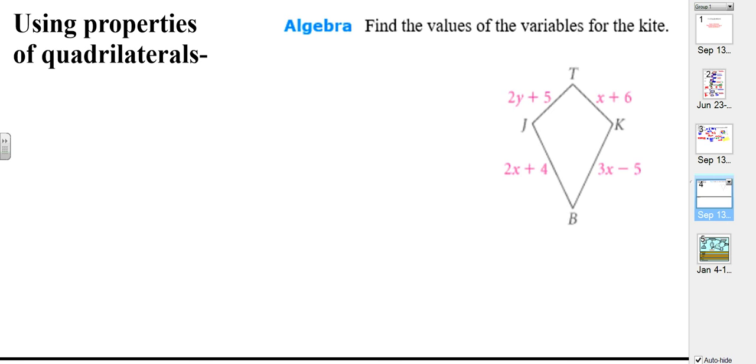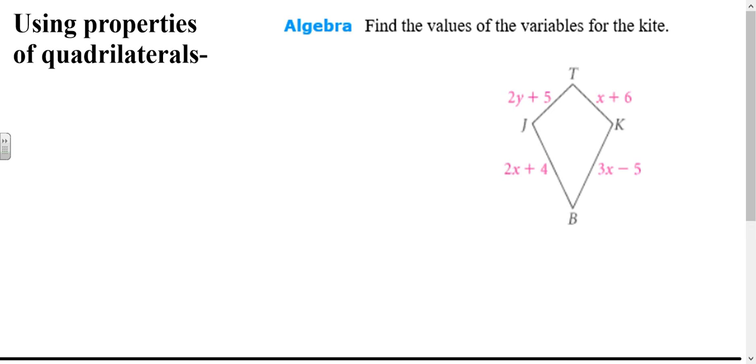All right, one more thing that we can do with properties of quadrilaterals is find some missing variables. So it tells us that this shape is a kite. And so I need to go back and think about, what do I know about a kite in order to find the values of the variables? Well, I know that a kite has 2 pairs of adjacent congruent sides. So I know that this side is congruent to this side, and I know that this side is congruent to this side in order for it to be a kite.